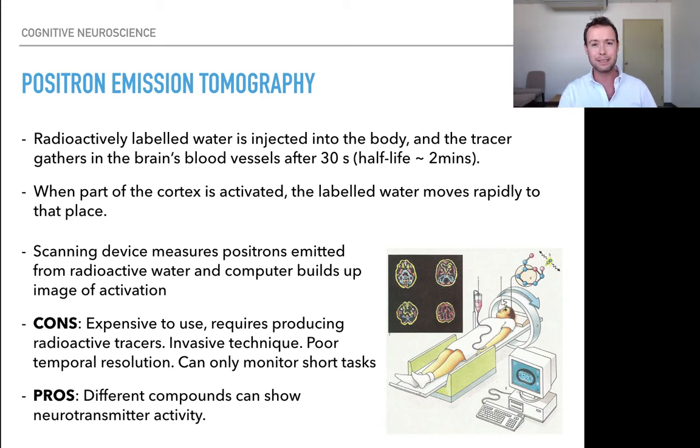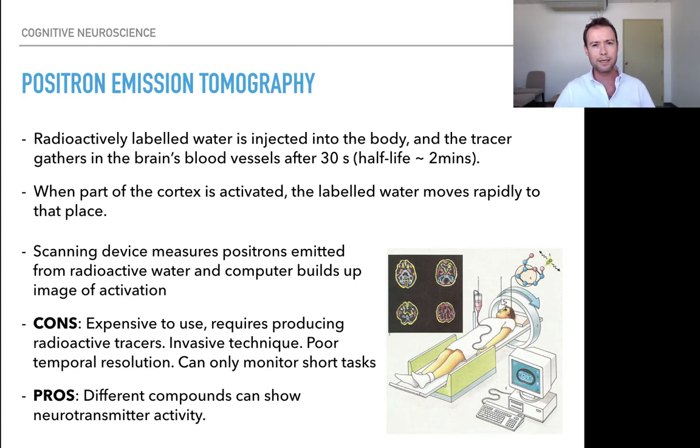After you've injected this radioactively labeled water, you measure with a scanning device the positrons that are emitted from it. It works on the principle that when part of the cortex is activated, so neurons in that region are firing, the labeled water moves rapidly to that brain region, and researchers can then use this to infer that you've got neural activity in that area of the brain. A computer will use the data gathered by the detectors to create a multi-dimensional, like a 3D, image that shows the distribution of this radio tracer in the brain.